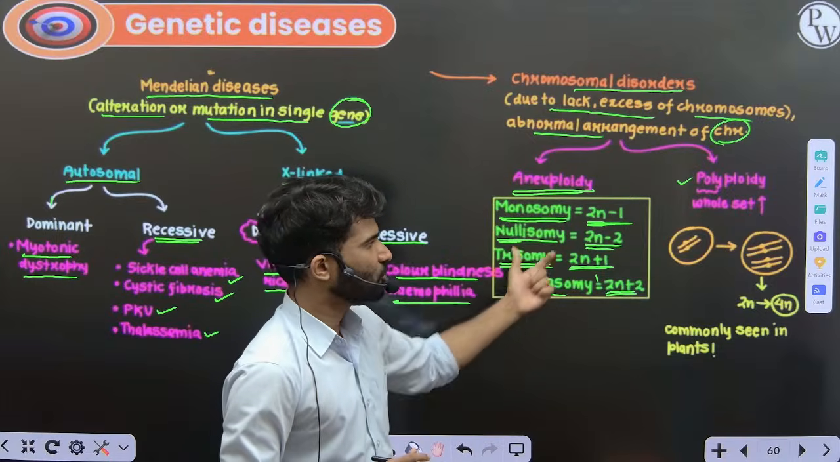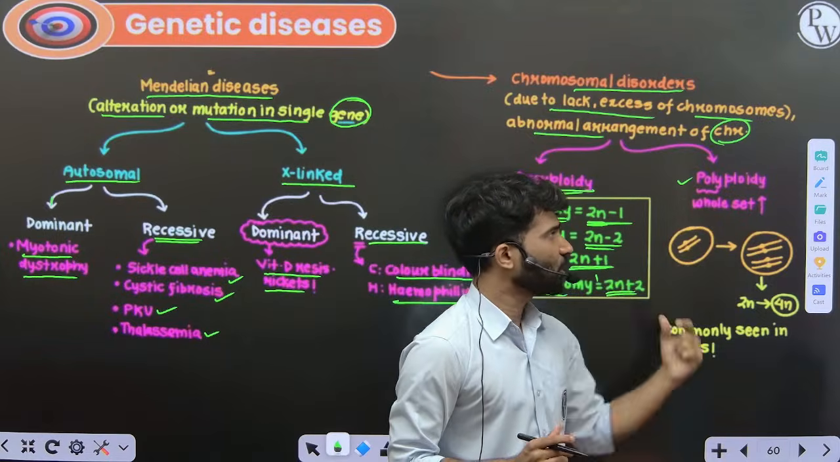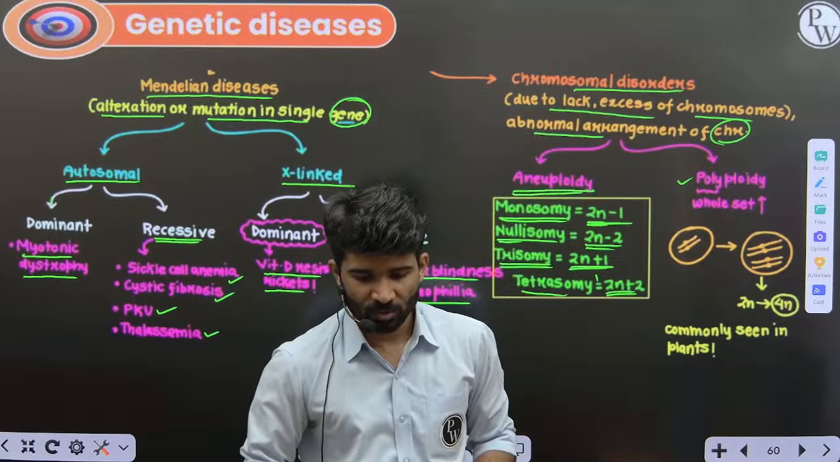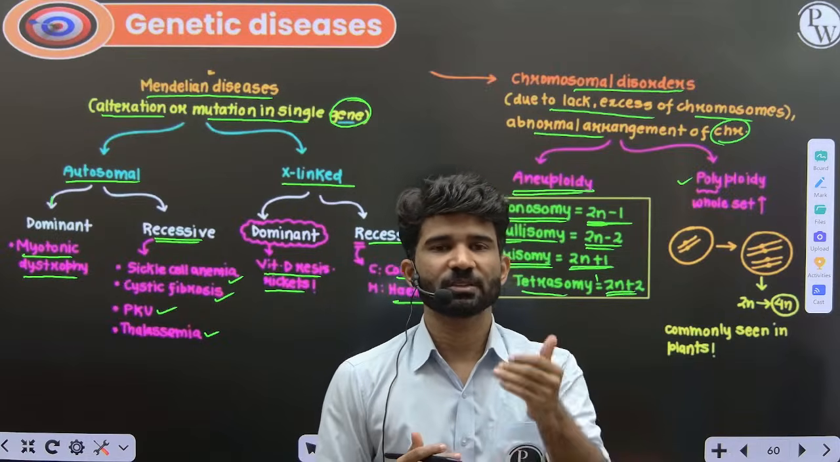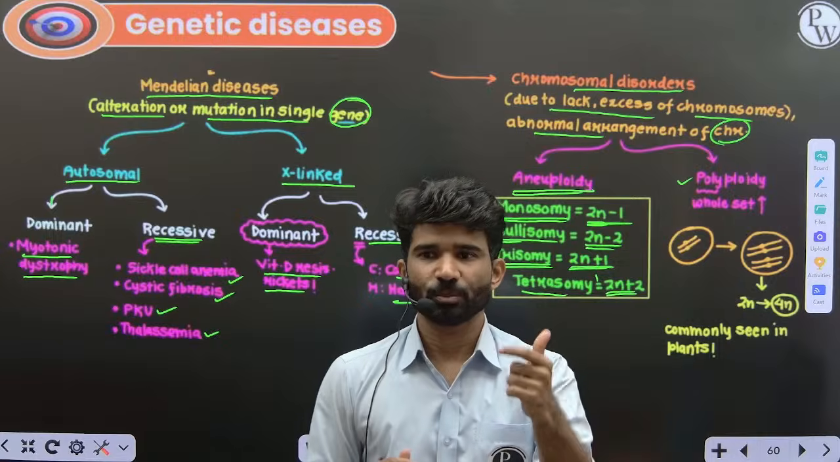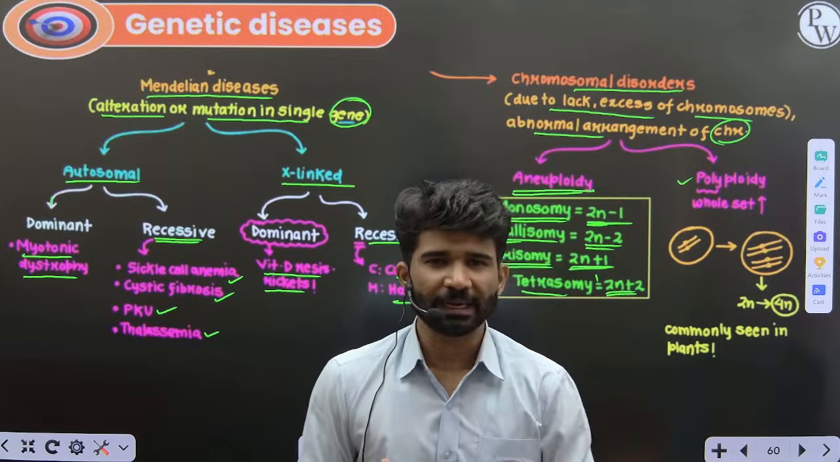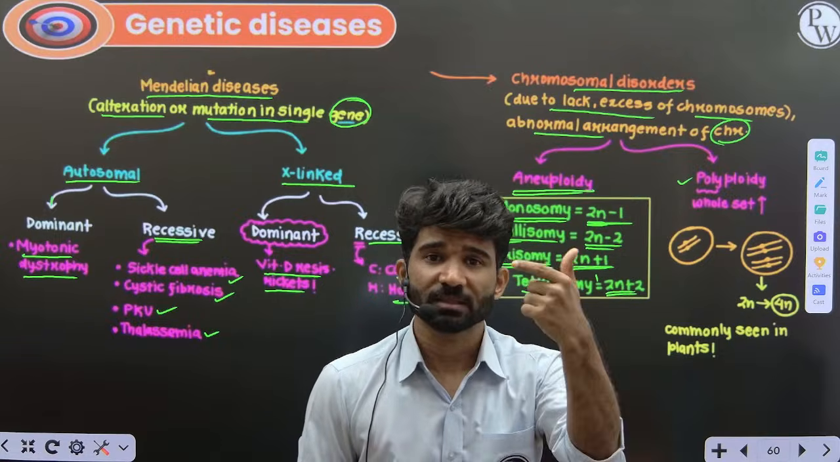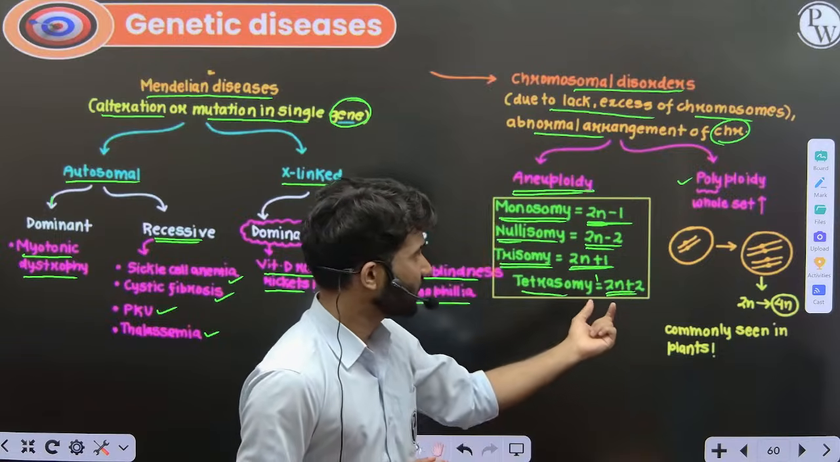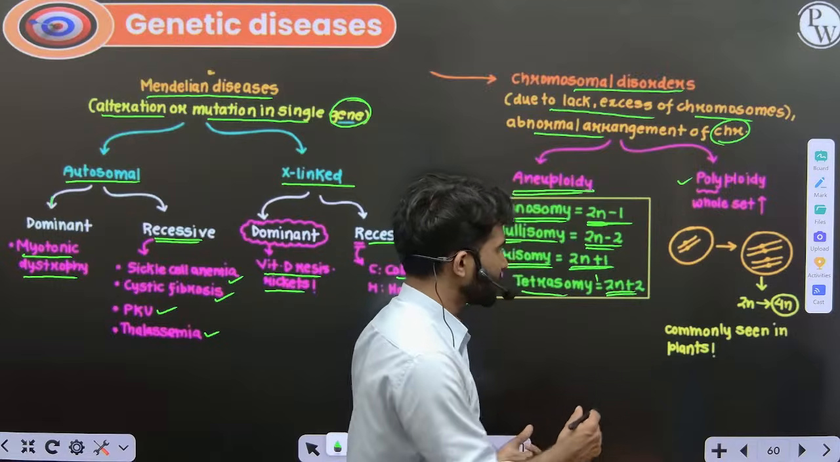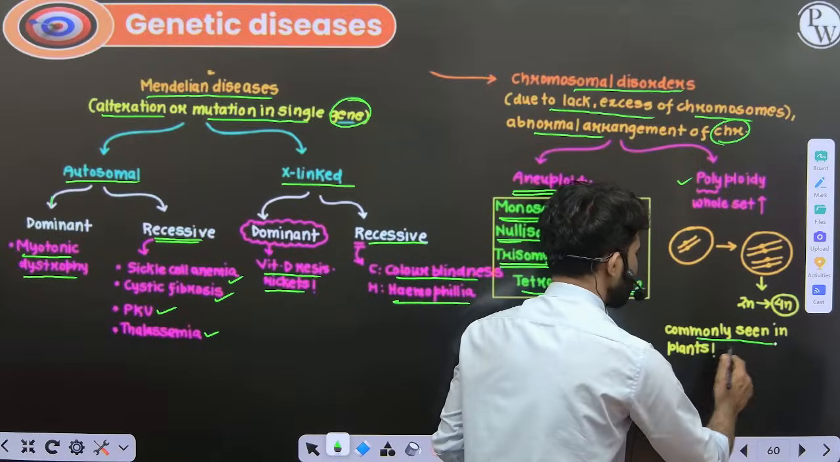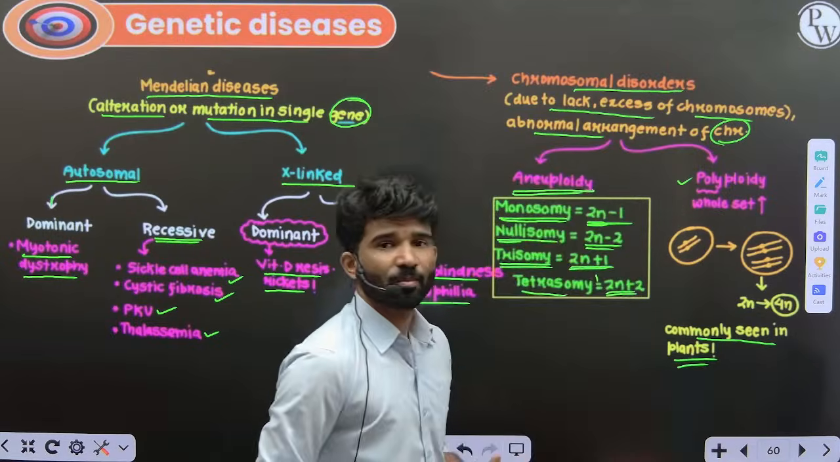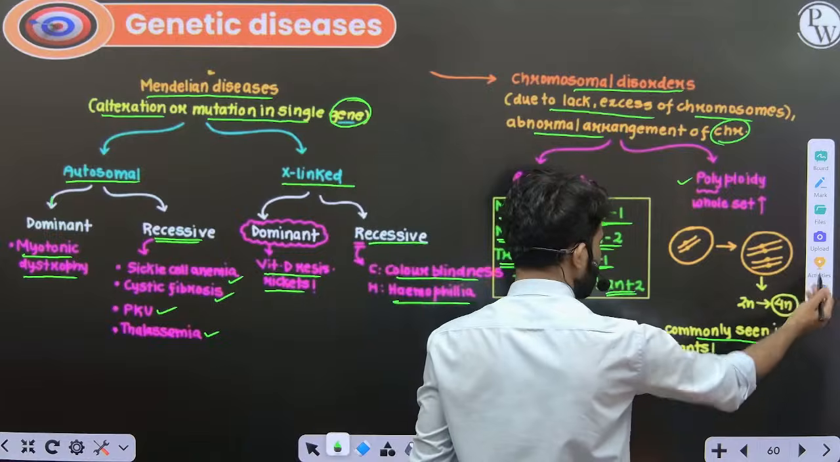We are going to study chromosomal disorders later. When it comes to polyploidy, the whole set of chromosomes is increased. In plants, it is observed more. You can see polyploidy there, and you can see tetraploid plants. The wheat we consume is hexaploid wheat, which has 6 sets of chromosomes. That is polyploidy, where the whole set of chromosomes is increased. It is commonly seen in plants.